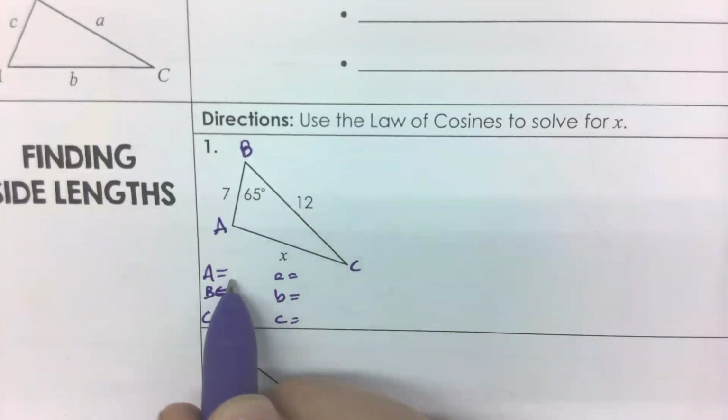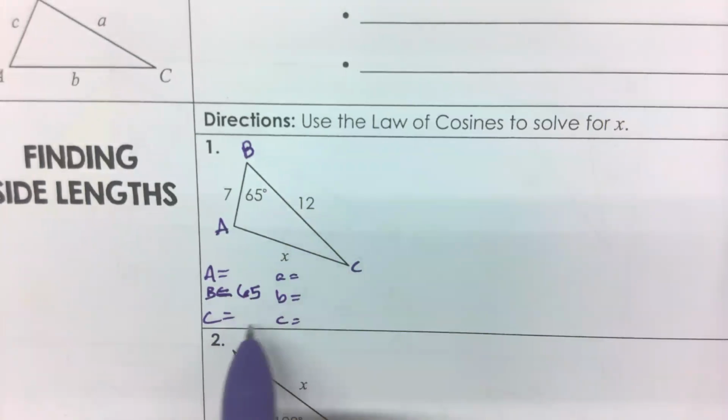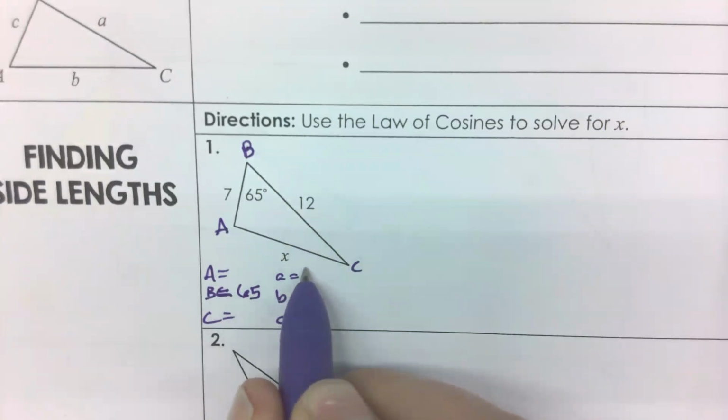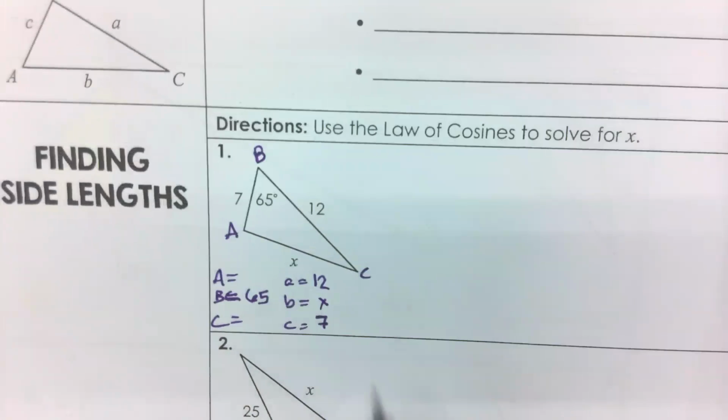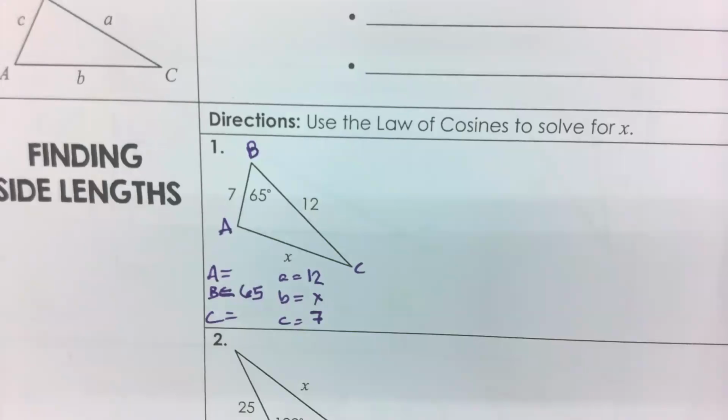So I don't have the A angle. I do have the B angle. I don't have the C angle. I have A's length and I have C's length. And B is my X. Can I do this with the law of sines?